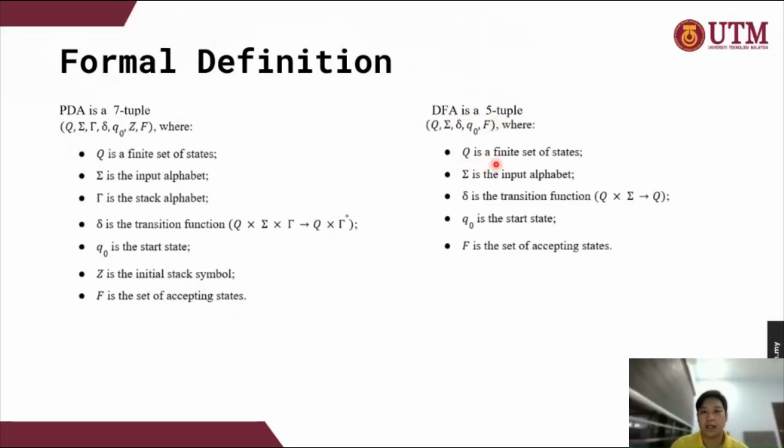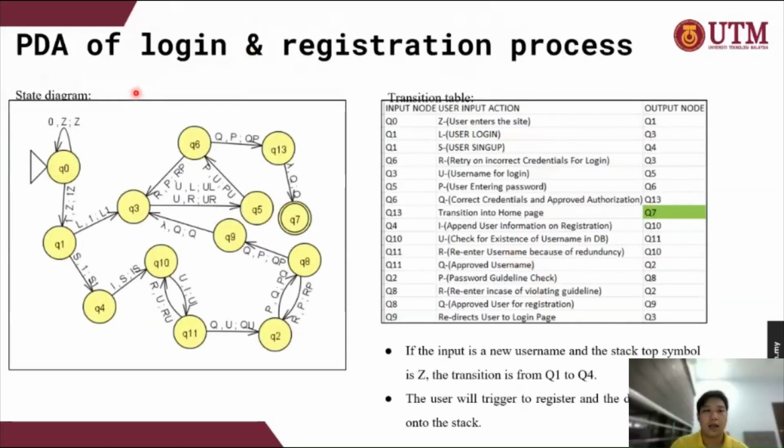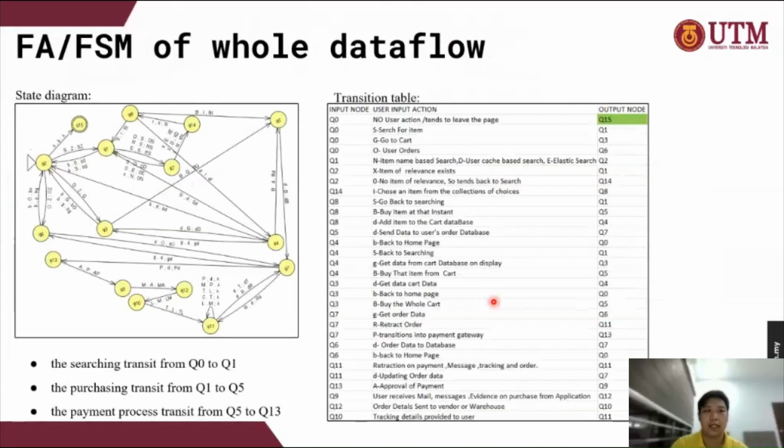A 5-tuple is a finite set of states, input alphabet, transition function, start state, and a set of accepting states. This is the PDA of the login and registration process, our state diagram and transition table. This is one of the transitions: if the input is a new username and the stack top symbol is Z, the transition will happen from Q1 to Q4. Then the user will be triggered to register a new account. The data will be pushed onto the stack and saved into the database.